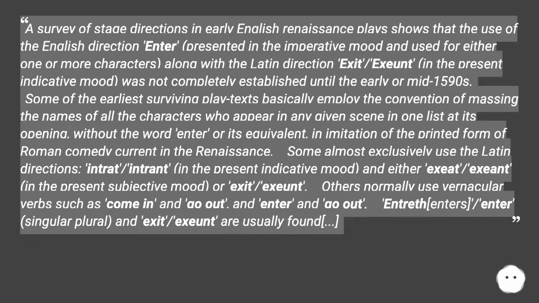Note 1. Mariko Ichikawa, freely available, whole article. A survey of stage directions in early English Renaissance plays shows that the use of the English direction enter, presented in the imperative mood and used for either one or more characters, along with the Latin direction exit / exeunt, in the present indicative mood, was not completely established until the early or mid-1590s.